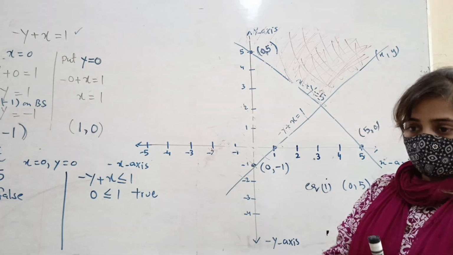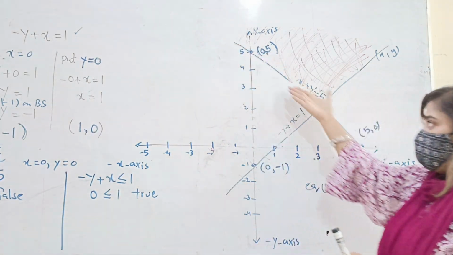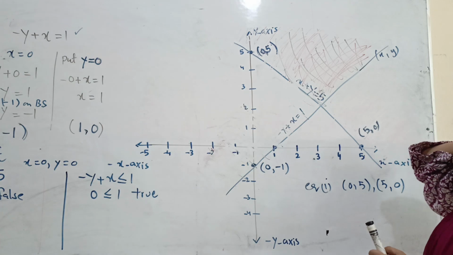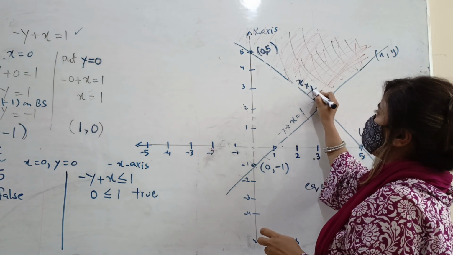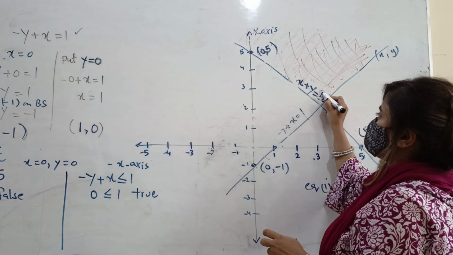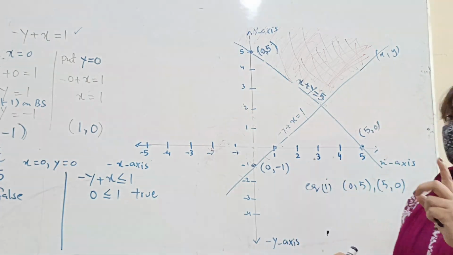So use a scale and draw a straight line with the scale, and write the equation also. These are the points for the equation x plus y is equal to 5, which was the corresponding equation 1.